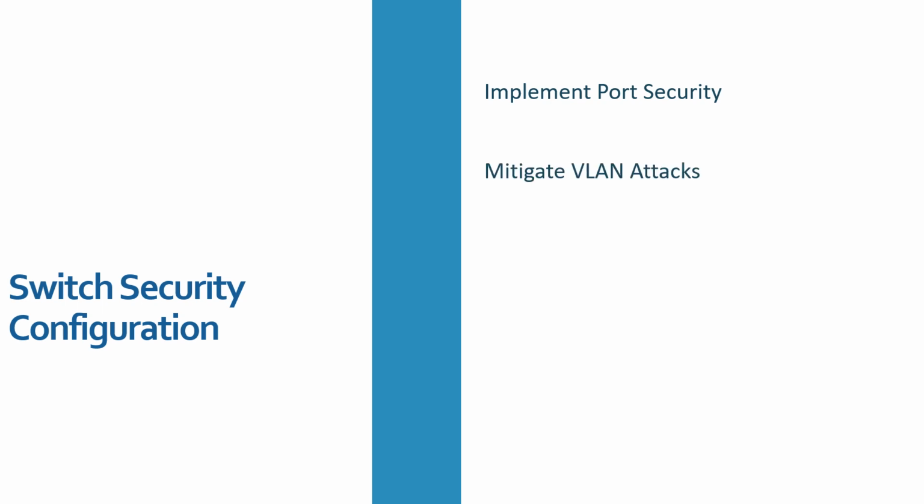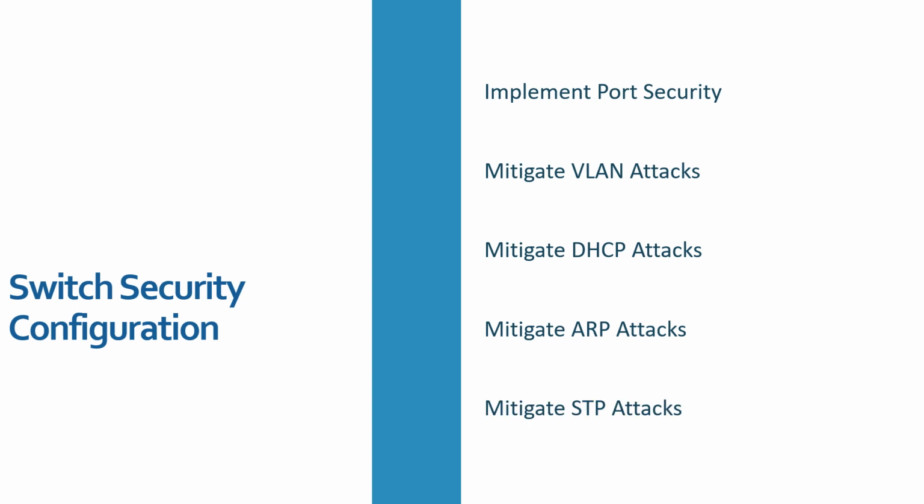We will explain how to configure DTP and native VLAN to mitigate VLAN attacks. We will explain and configure DHCP snooping to mitigate DHCP attacks. We will explain how to configure ARP inspection to mitigate ARP attacks, and it is very important to also explain how to configure PortFast and BPDU guard to mitigate spanning tree protocol attacks.